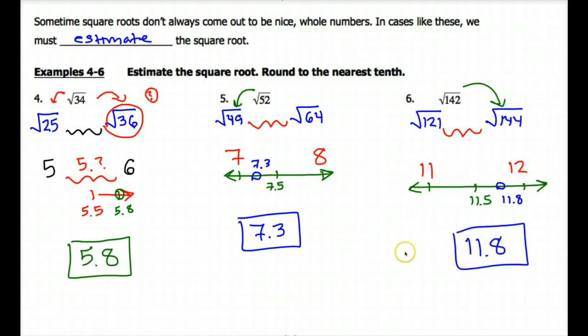Okay, hopefully for this one you got an answer close to what I did. I got about 11.8, or maybe you said 11.7 or 11.9. So the square root of 142 has to be in between the square root of 121, which we know is 11, and the square root of 144, which we know is 12. So it's going to be somewhere between 11 and 12. And because 142 is a lot closer to 144 than it is to 121, I said it's going to be larger than 11.5, so probably about 11.8 would be a good estimate for that. So that's how you estimate square roots, again without a calculator.